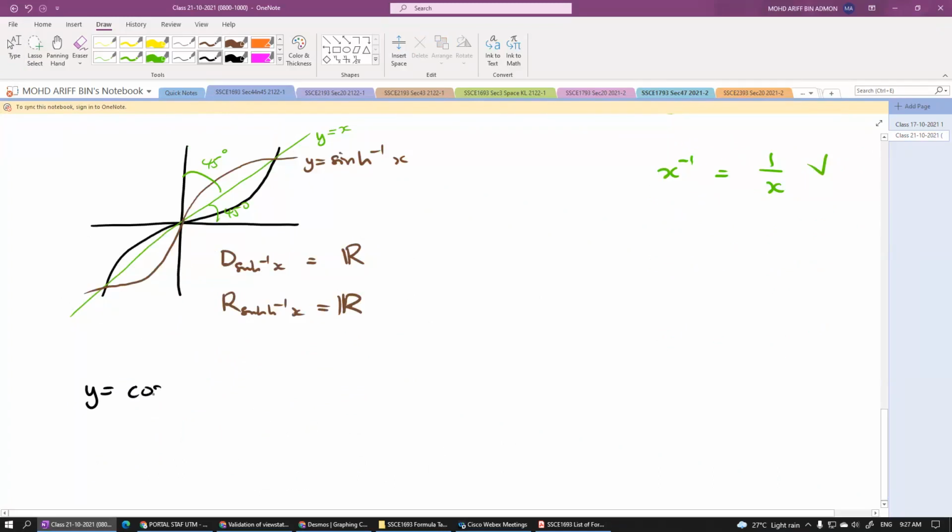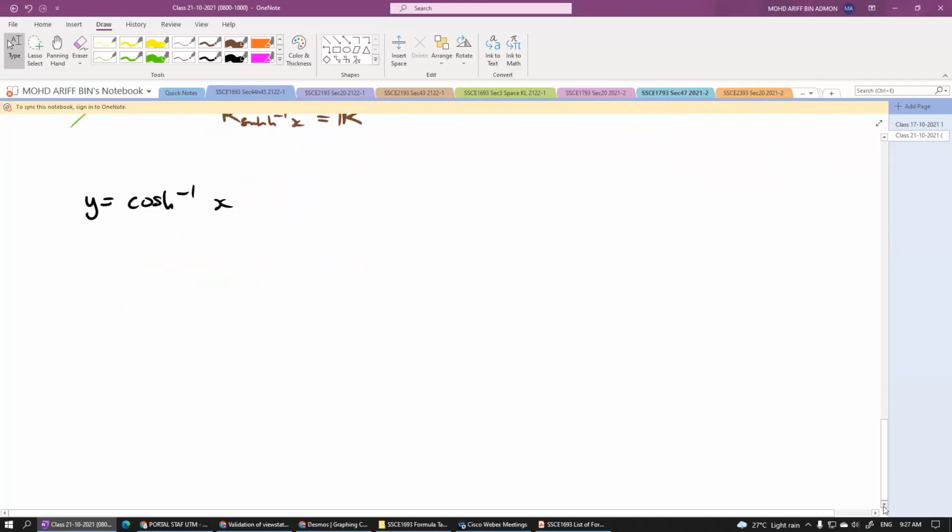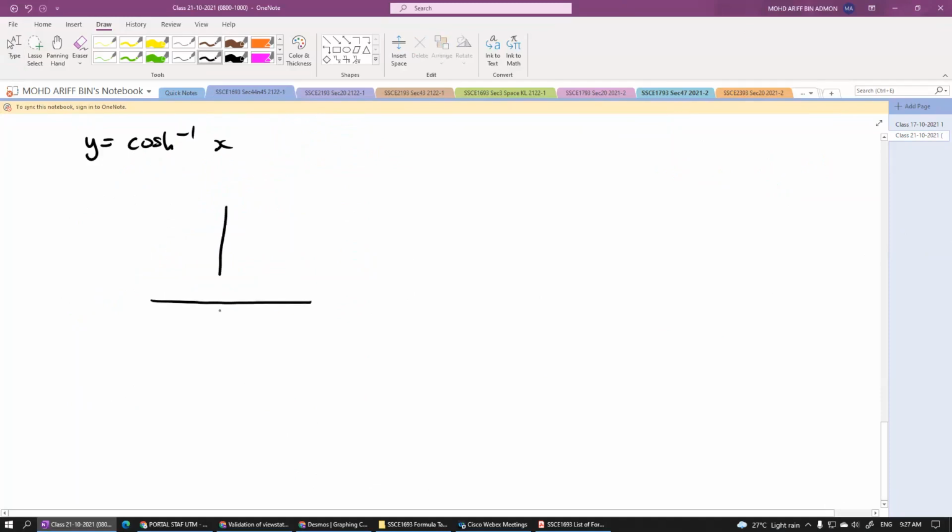Okay, cosine hyperbolic inverse x. Go back to the original cosine hyperbolic graph. Somewhere like this. This is your y equal to cosine hyperbolic x, not inverse. Okay, once again, you draw a line, y equal to x.